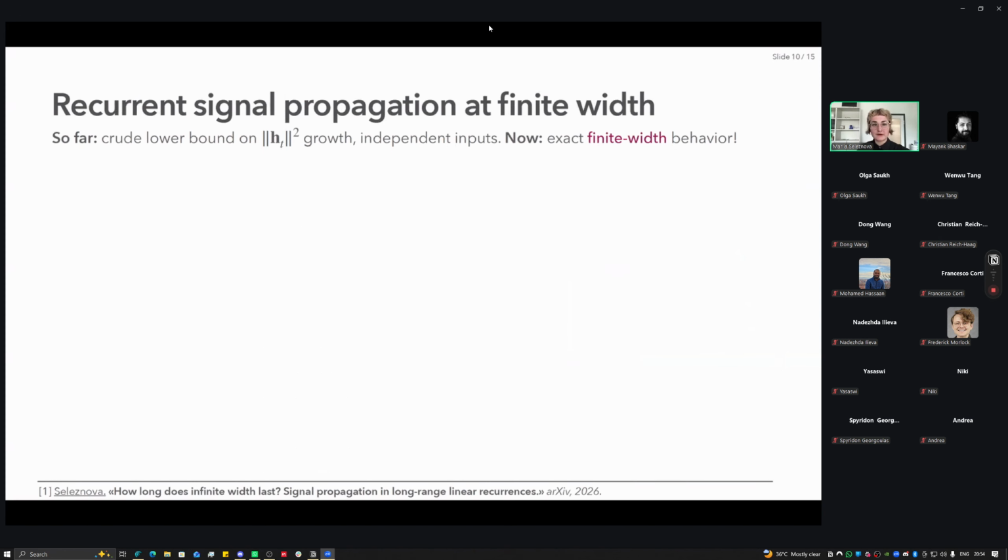Okay, so up to this point, I only gave you this spectral intuition, which was nice and simple. I think it's pretty easy to understand, but it could only give us a crude lower bound on the growth of the signal in recurrent networks. So now I want to tell you about newer results that are much more precise in the sense that they give us exact finite width behavior of signal propagation in linear recurrent networks.